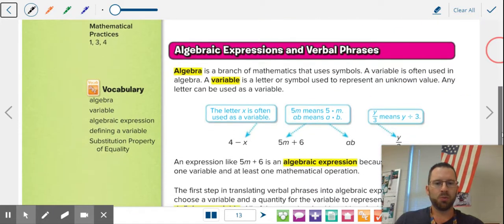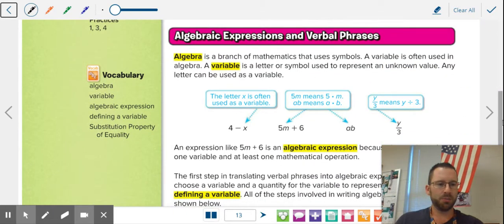Okay, so what is a variable? A variable is a letter or a symbol that replaces a number. Okay, normally we use letters, but you could use other symbols. And in later math, you'll see some of those other symbols. But for now, we're just going to use regular letters.